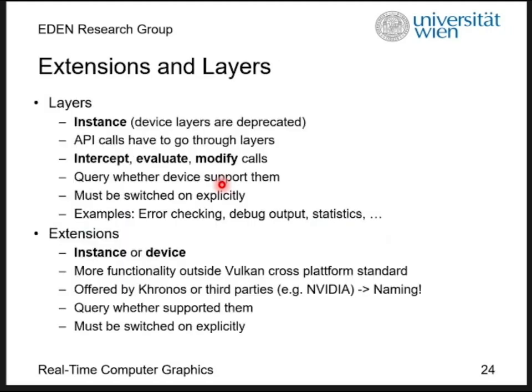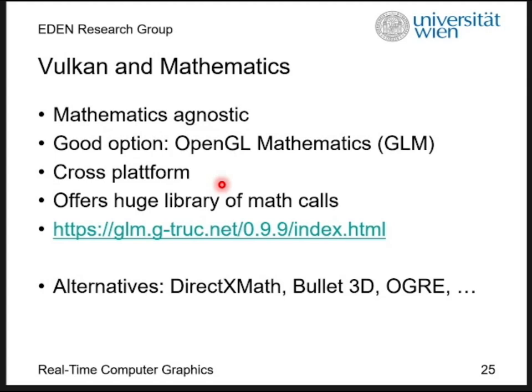So extension is everything that's not part of the core standard. Vulkan and mathematics. Mathematics don't really matter to Vulkan. It's agnostic to that. You can use any kind of mathematics package you want. Usually I use GLM, because that is a widely available, very handy, very well designed mathematics package with up to 4 dimensions.